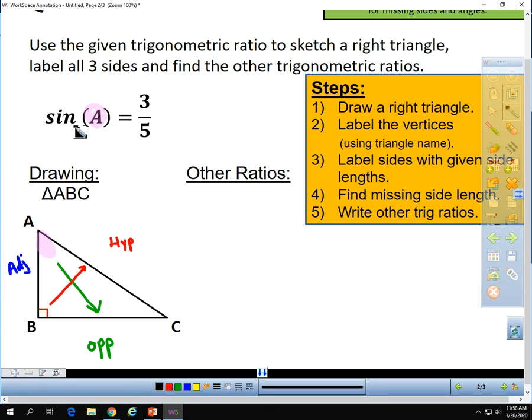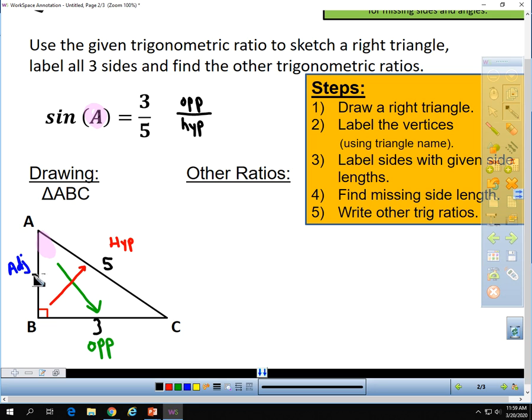Now, the ratio for sine is equal to opposite over hypotenuse, which means that this 3 right here would be going in the opposite, and the 5 is the hypotenuse, which we would mark it here. We are missing the adjacent side.